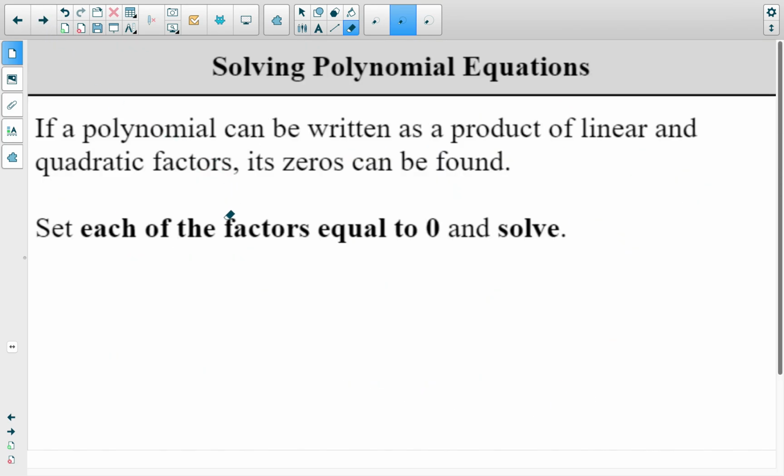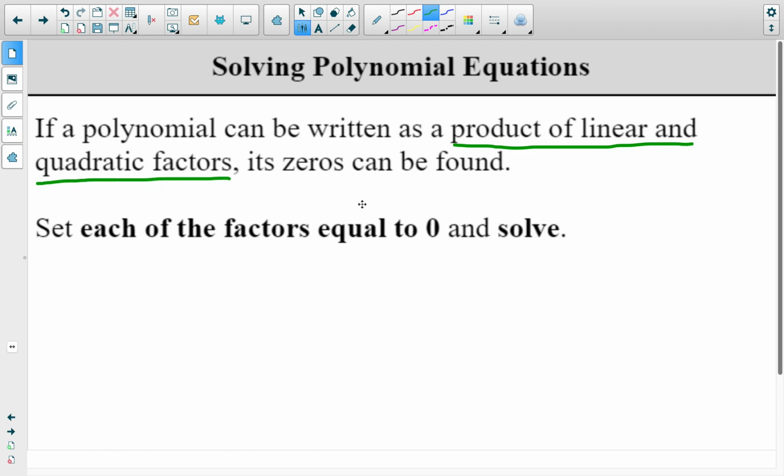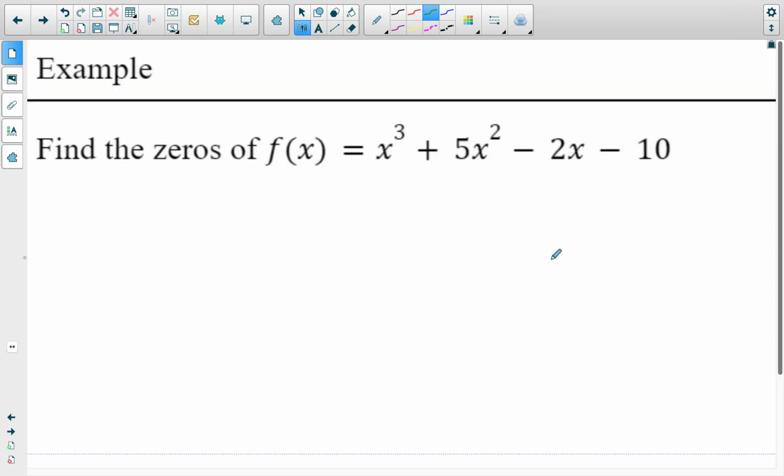Okay, so get through this next section and then I'll probably split the video up into 2 different ones. Solving polynomial equations. If a polynomial can be written as a product of linear and quadratic factors, so if we can factor a polynomial, then its zeros can be found. This is kind of recapping from our last section. We're going to set each of our factors equal to 0 and solve. All right, so let's find the zeros of this polynomial. So we're going to set this equal to 0, right, because the zeros are our x-intercepts.